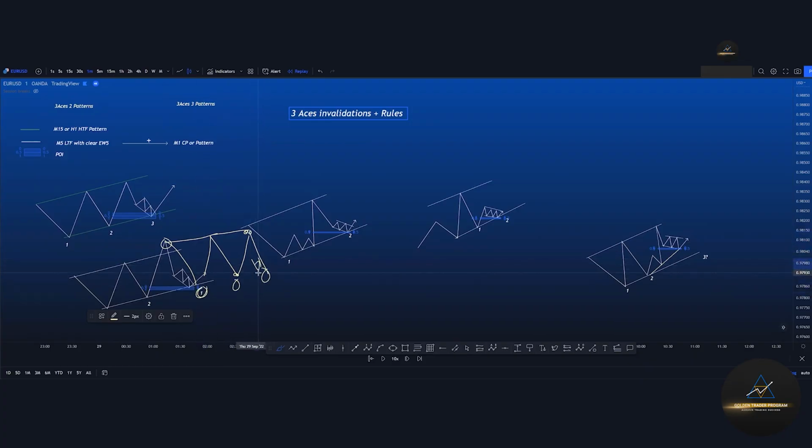Now you can look for a three aces, right? So this will also invalidate your three aces. It's very, very important. Just make sure that there's no stop on of the current three aces pattern or it just invalidates it, right? Even if price action looks really sexy and clean, do not trade it. It's just low probability, right? It might come up, but who cares?